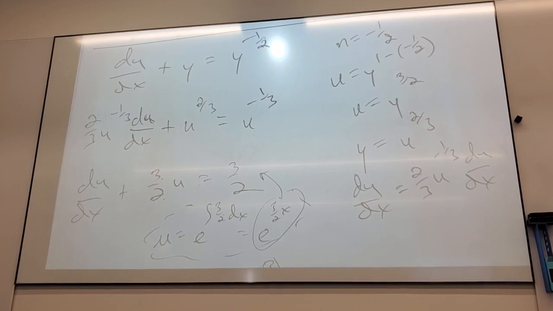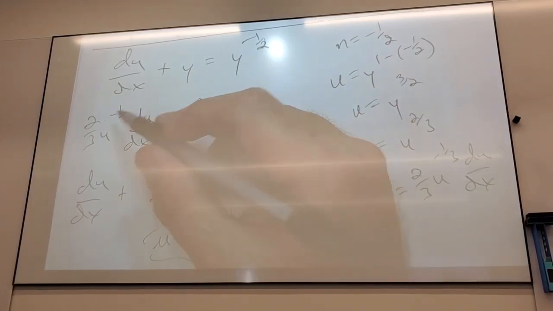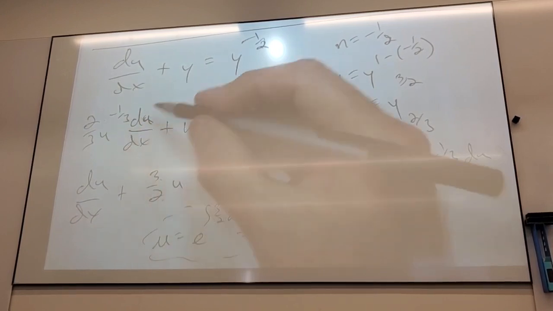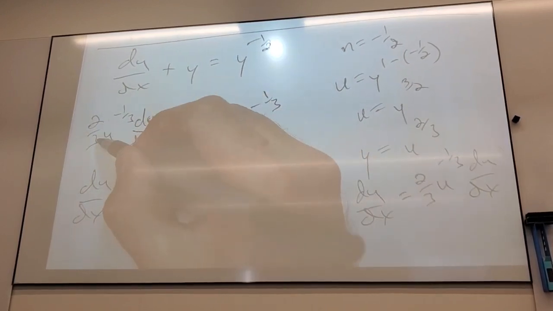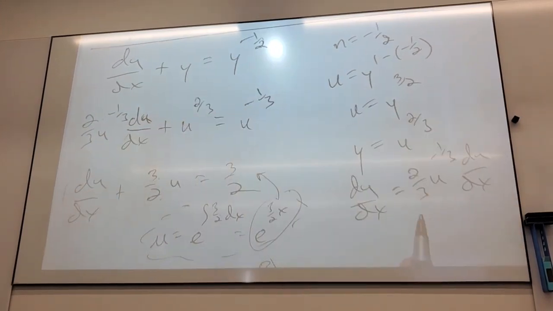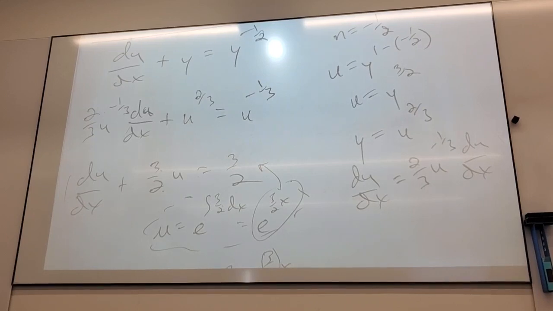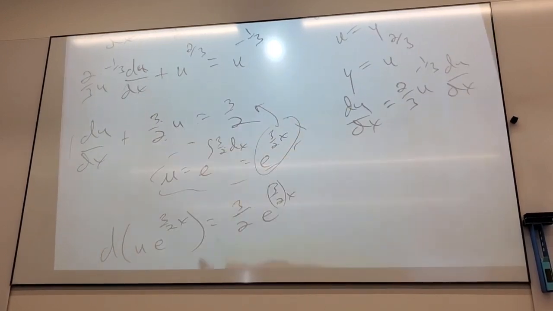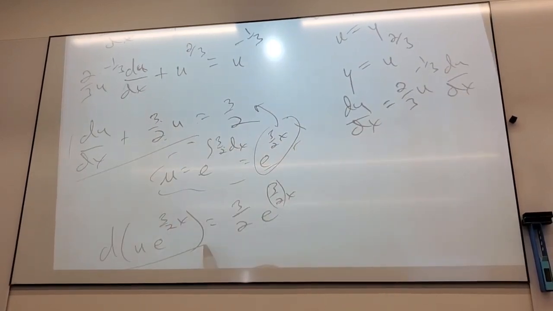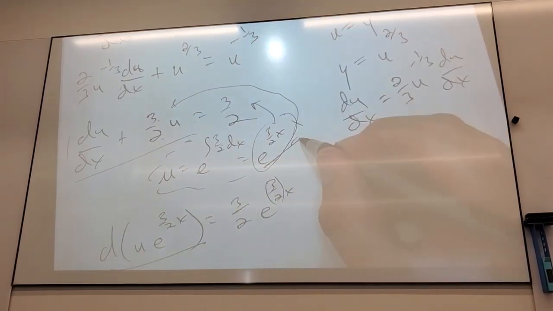Is that the part? So all I'm doing is killing this. I don't like him. He looks bad. So I multiply by 3 halves and then multiply by u to the positive 1/3. That kills this, makes it 1. Why do I do that? Because I know it's supposed to be linear. So this would become d this after I multiply both sides by the integrating factor.